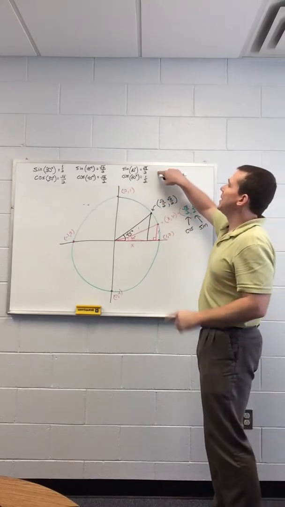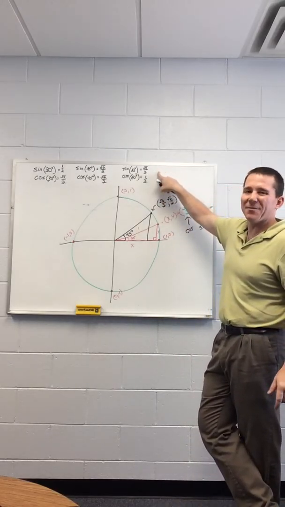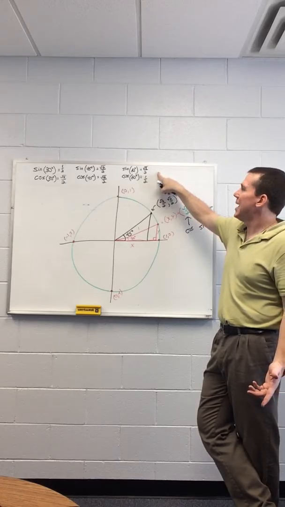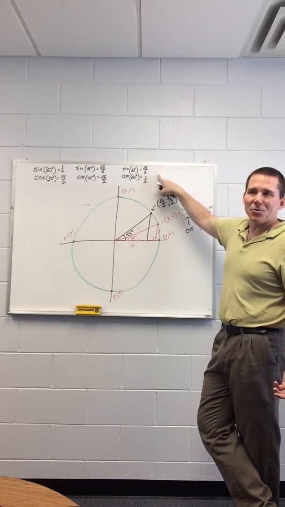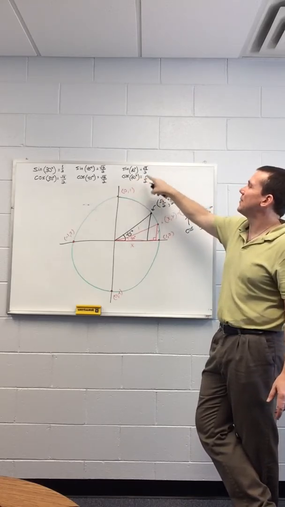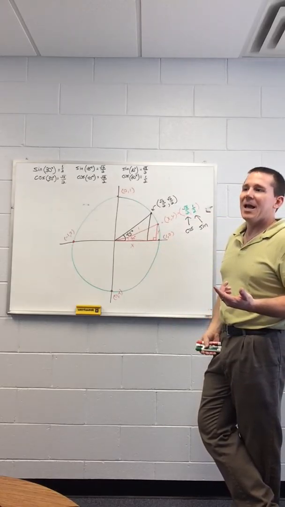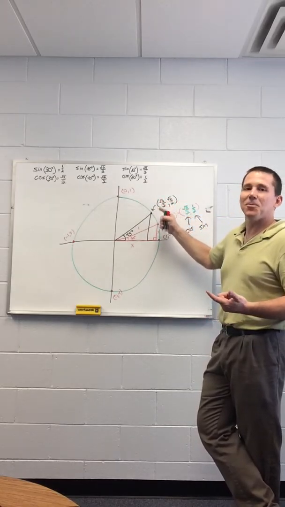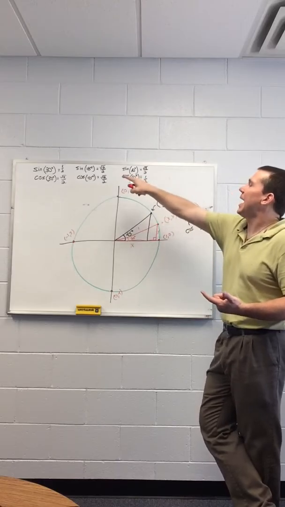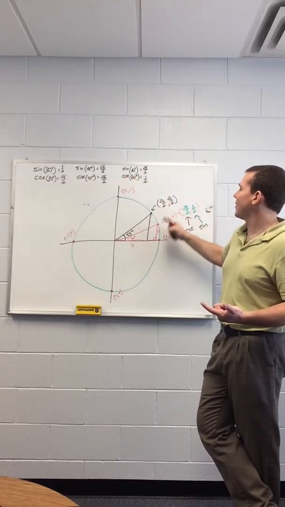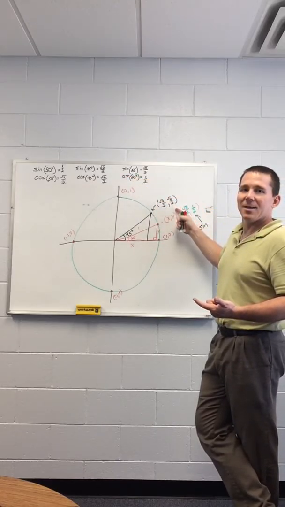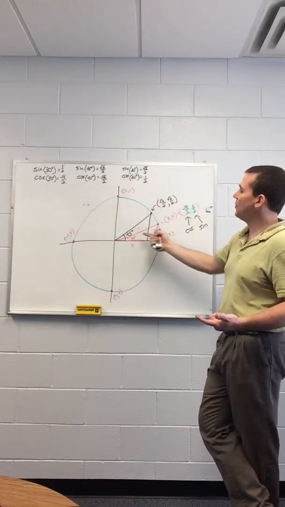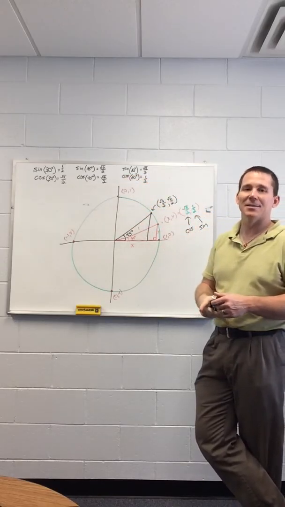So if you learn these, as we mentioned before, you have to have these memorized. There's a reason for it. If you know the sine and cosine of 30 degrees, 45 degrees, and 60 degrees, then you can immediately find these points on the unit circle. The sine values give you the vertical part, the y. The cosine values give you the horizontal part, which is the x.